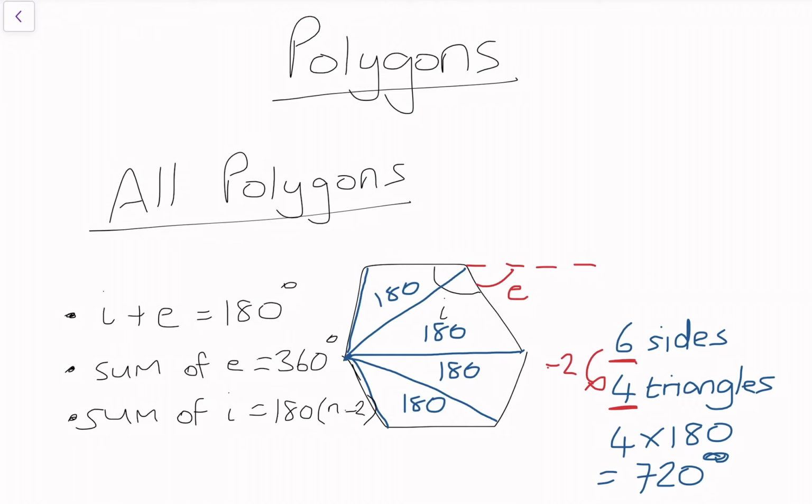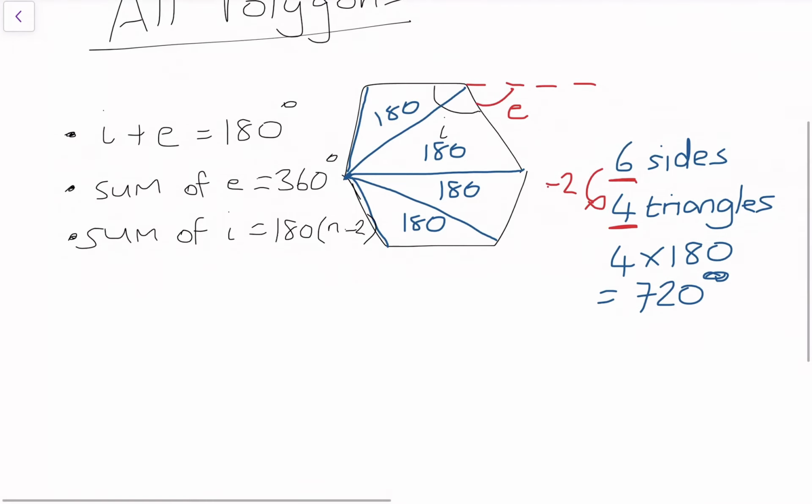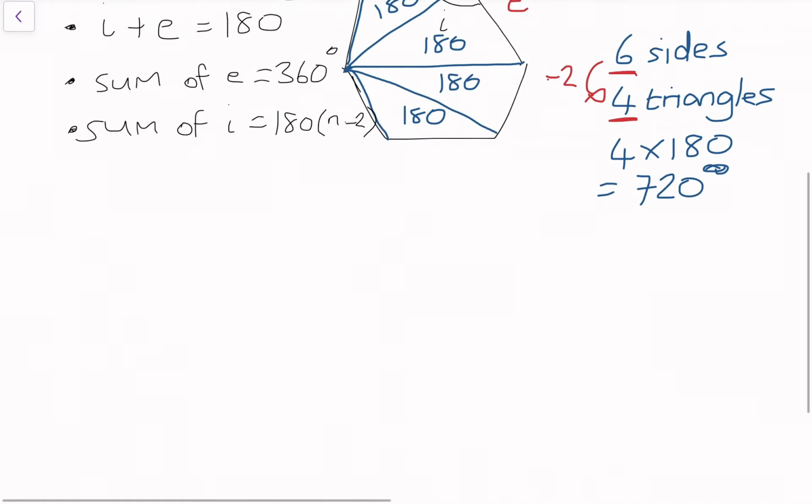That is for all polygons. So no matter what the polygon is, that's going to be the case: the interior plus the exterior is 180, the sum of the exterior angles is 360, and the sum of the interior angles is 180 times (n minus 2). Now, the other thing that we're going to consider is something called a regular polygon.